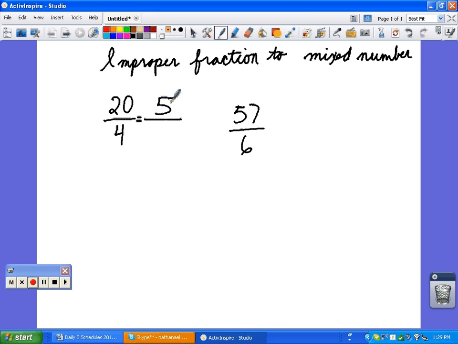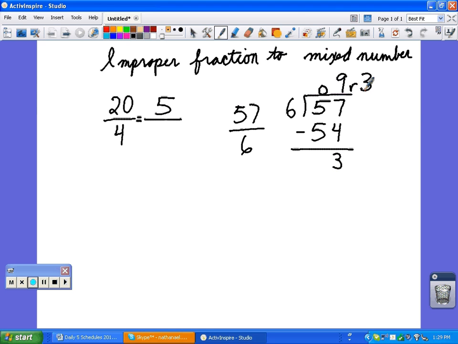Over here we do the same thing, and we turn it into a division problem. 57 divided by 6. There are 0 groups of 6 in 5, but there are 9 groups of 6 in 57. 9 times 6 is 54. We subtract, we get 3. There's nothing else to bring down, so it's 9, remainder 3. So now we take the whole number, and that becomes our whole number. Our remainder becomes the numerator, and the denominator, right over here, doesn't change.